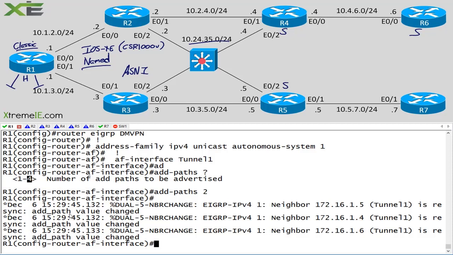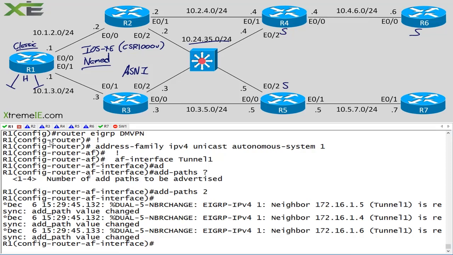Now, it is also recommended that you do not use the variance command in addition to add paths, because the variance command can mess with the metrics and therefore cause more problems. So it's recommended that you don't use the variance command in addition to add paths in this scenario.